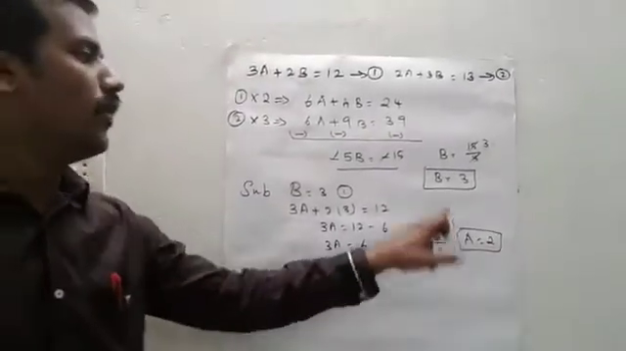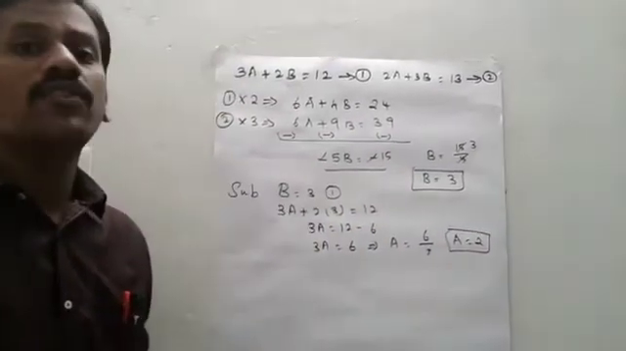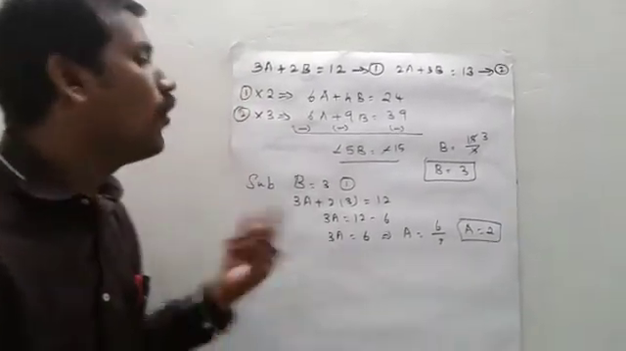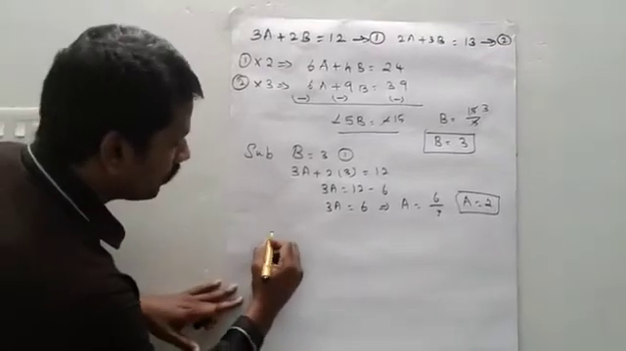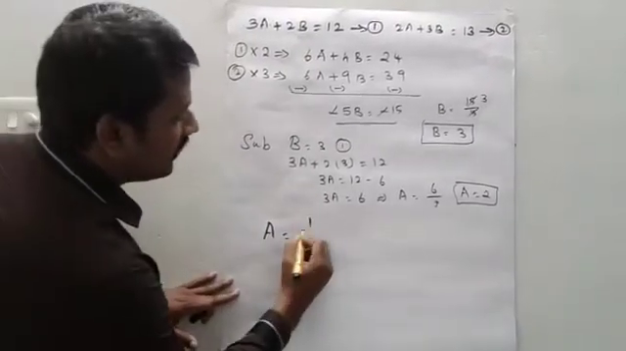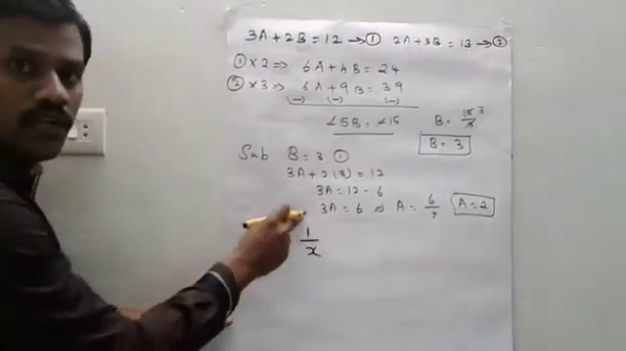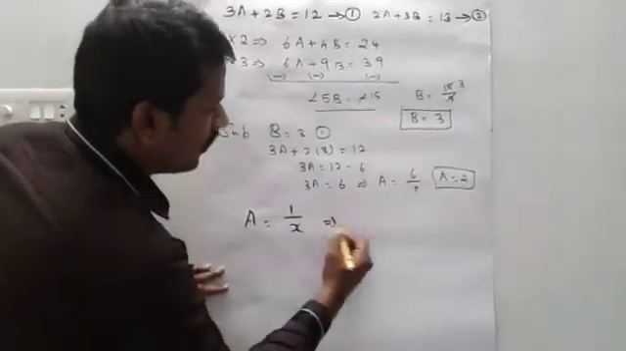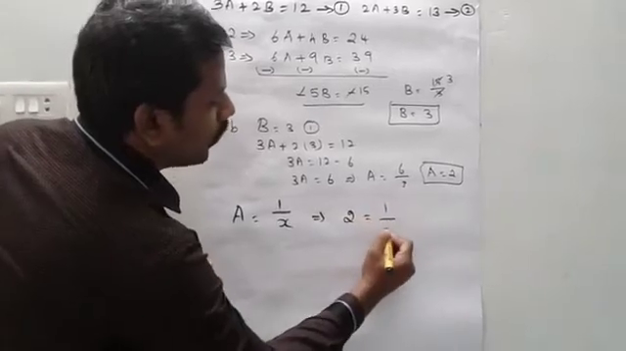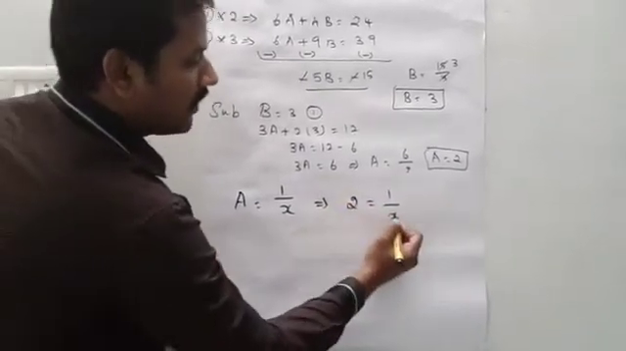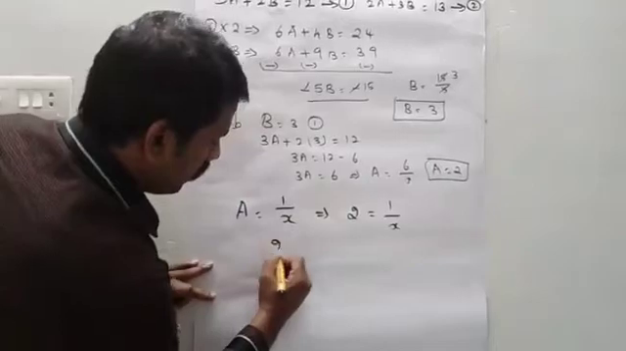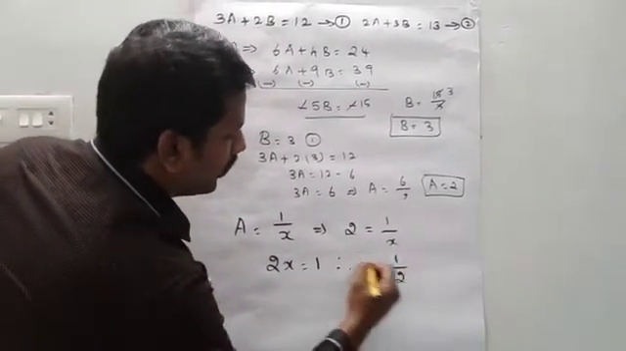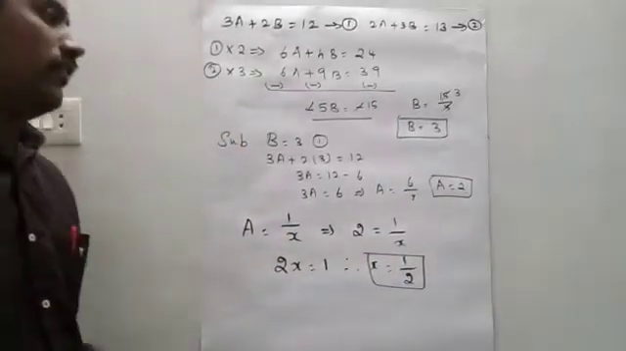So I found the A value as well as the B value. But the given question is not yet solved. That means we have to find the X value and Y value. So how do you find the X value? We chose in the first step A is equal to 1 by X. So what's the A value here? A value is 2, equal to 1 by X. Cross multiply, X comes inside, 2X equal to 1. Therefore, X is equal to 1 by 2. I found the X value.